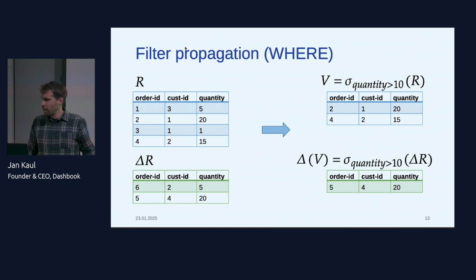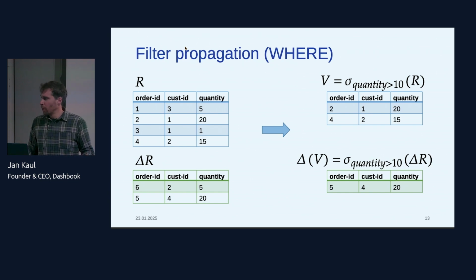Very similar for the filter operation. Again, you have the inputs on the left side. We're filtering all rows which have a quantity larger than 10 and get the results on the right side. On the bottom right, the formula for calculating the delta is that we just need to apply the same filter to the input change that we get.